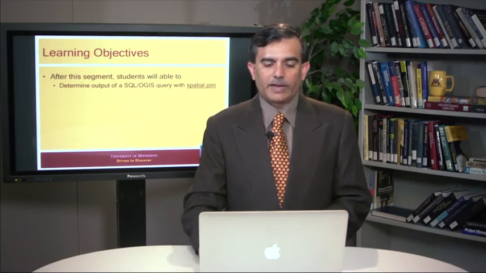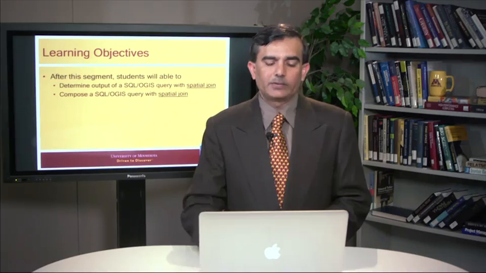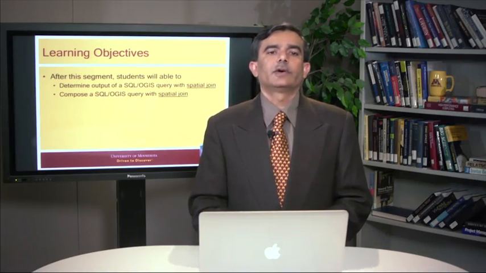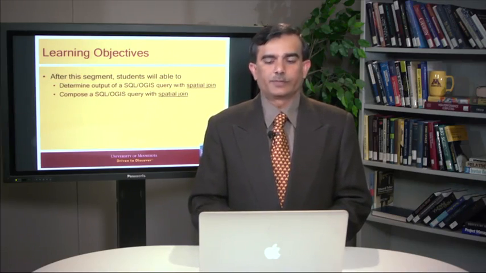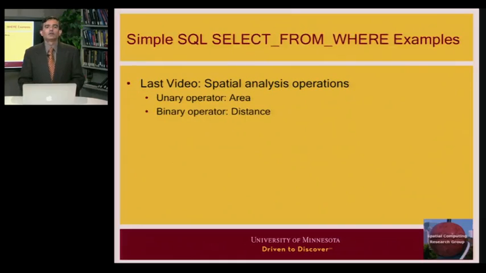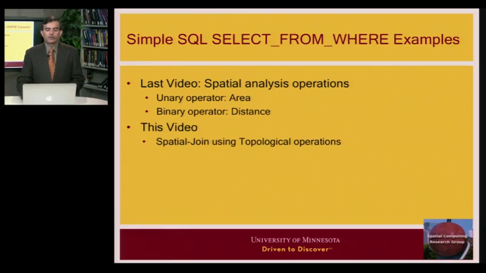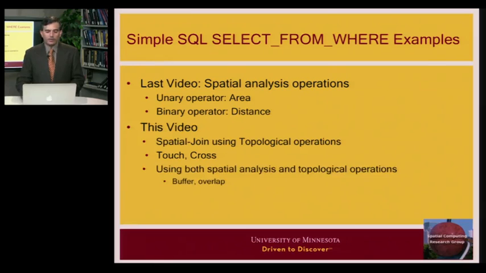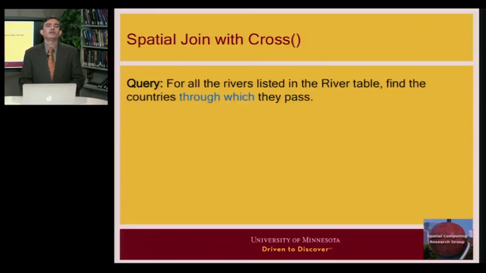Okay. So we will look at spatial join queries to understand their output, and hopefully it will also help you compose simple OGIS queries which use spatial join. In the last video we saw simple OGIS queries which did not use spatial join, but we saw operators like area, and operators like distance and so on. In this particular video we are going to do spatial join using a set of topological operators such as touch and cross, and we will also show the use of this topological operation with aggregation such as the group by clause as well as some nesting. All right. So let's start with the first query which needs spatial join.